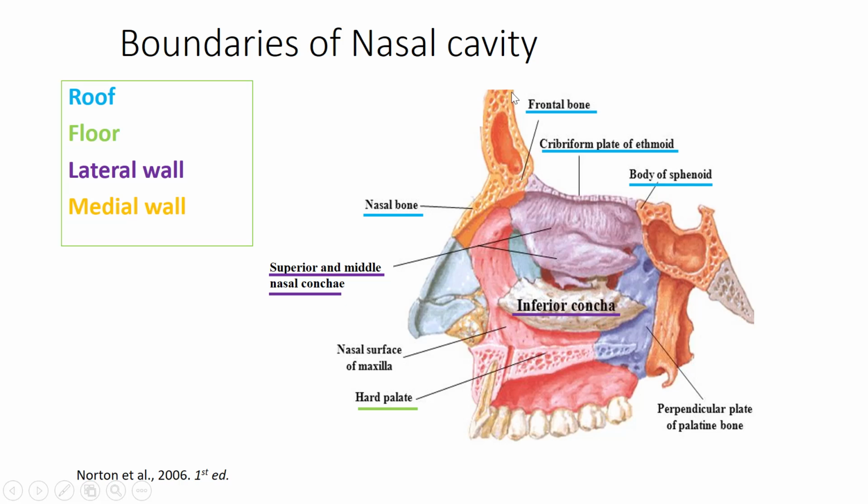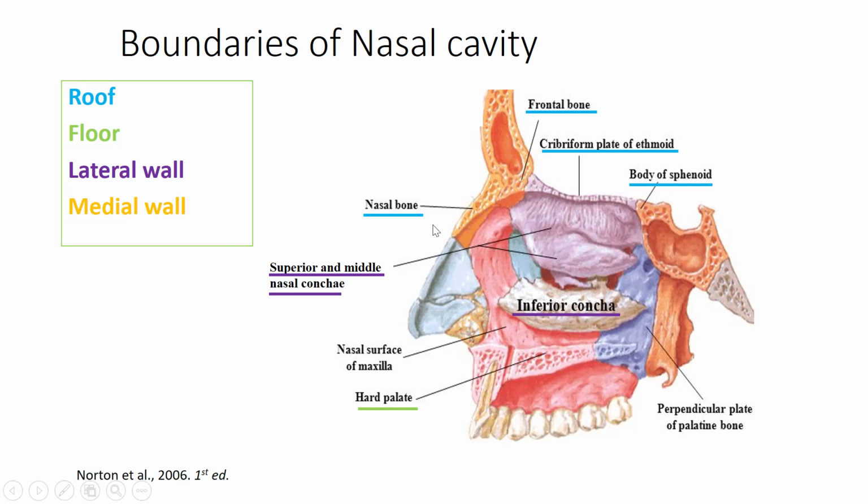Whenever we talk about a cavity and we want to describe the boundaries, we have to imagine this cavity as a room that has different walls, anterior, medial, posterior, etc., that will contain different structures. So, for example, in this case, we will talk about the nasal cavity.